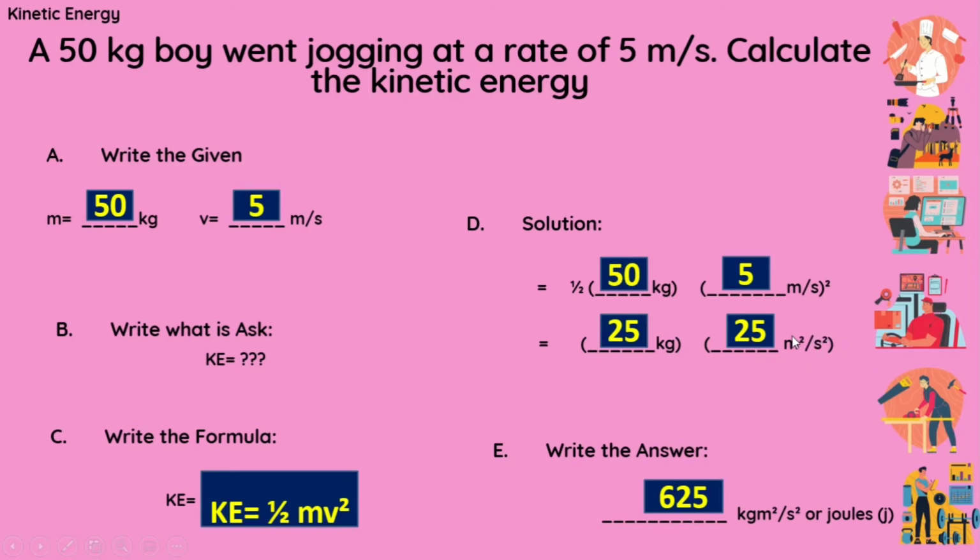So bakit naging meter squared per second squared? Meter times meter is meter squared. Seconds times seconds is second squared. So that's why for the unit, multiply kilogram with meter squared and second squared. So you have kilogram meter squared per second squared or joules.